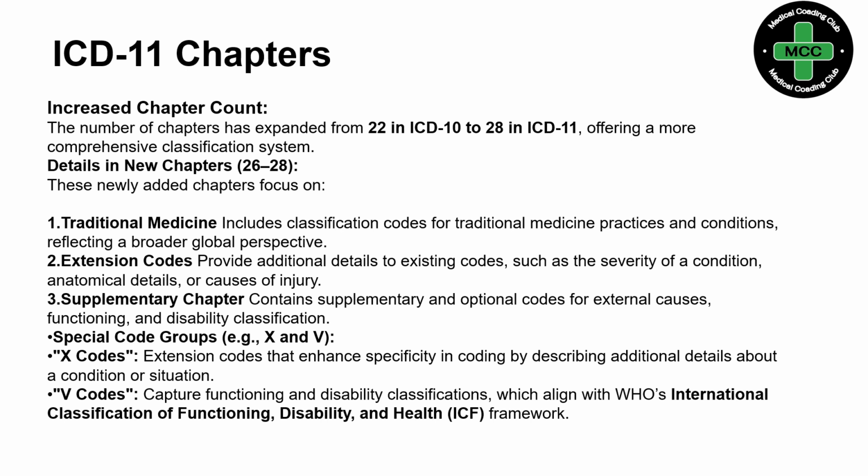It contains optional codes for external causes, functioning and disability. Special code groups like X and V chapters. Extension codes enhance the specificity in coding, describing additional details about the condition or situation. And V codes capture functioning and disability classifications, which aligns with WHO's, and also ICF's, the International Classification of Functioning. So based on this ICF and WHO's framework, we will be able to learn the ICD-11 coding guidelines when the US accepts it. Okay, but if you are looking for a job in India, you can learn ICD-11 and you can also be an insurance coder for Indian hospitals.